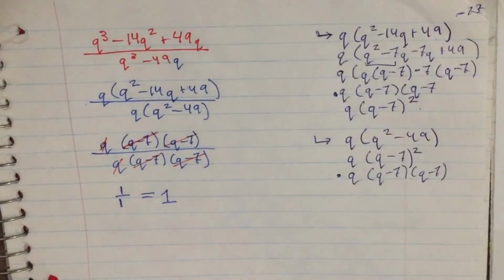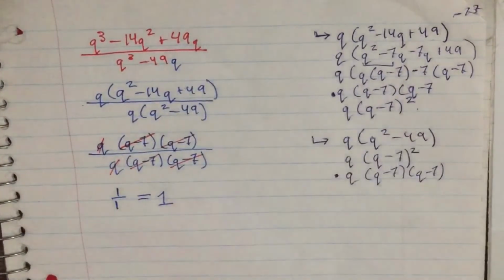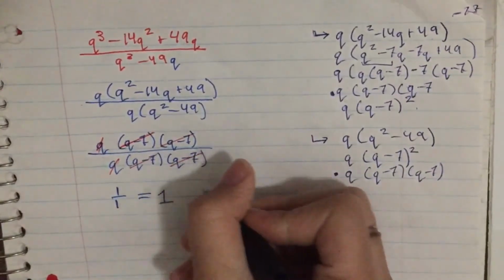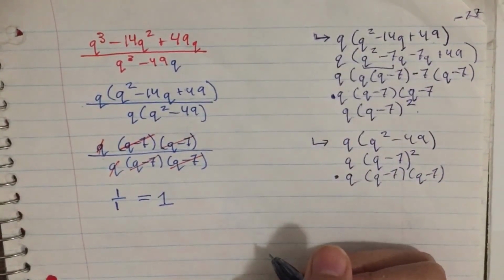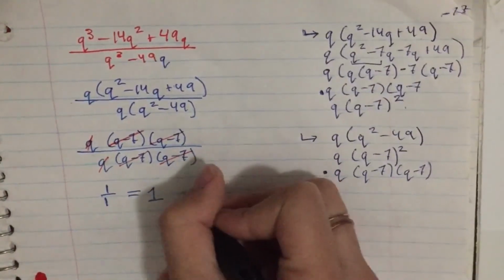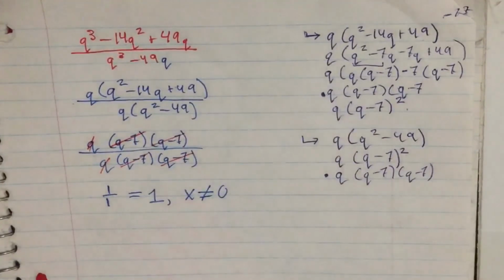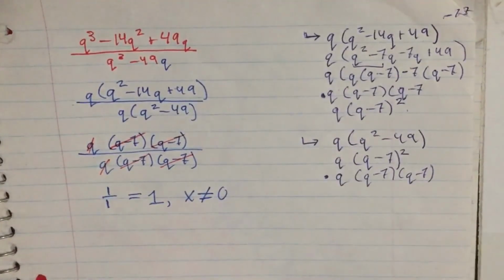Okay, so this equation is equivalent to this equation, with the exception that we have to add some restrictions to it because our x value cannot equal 0. And that's how you solve this equation.